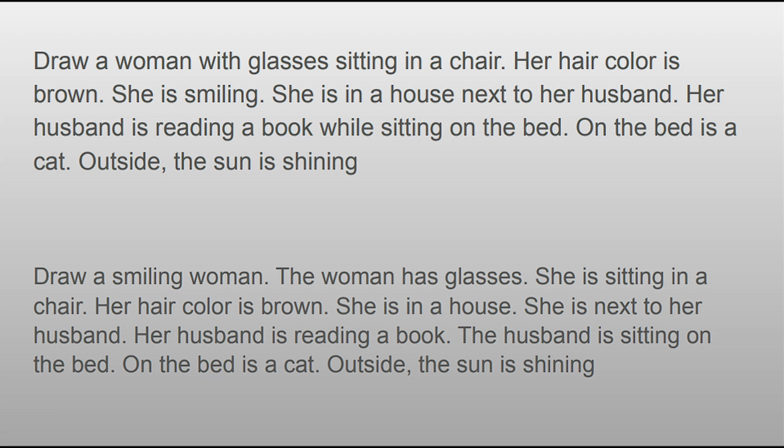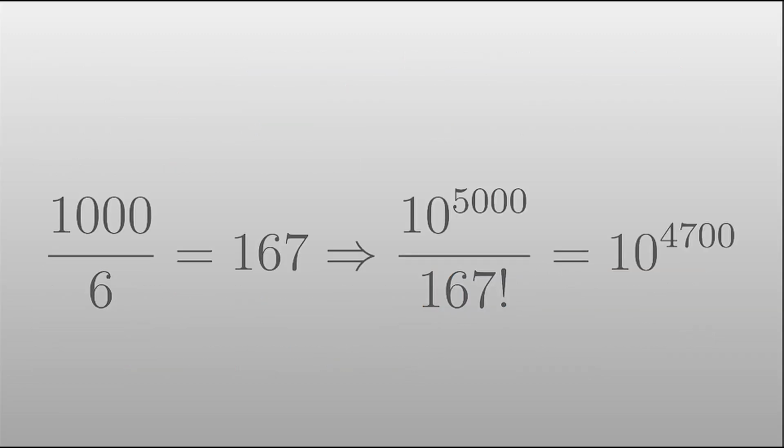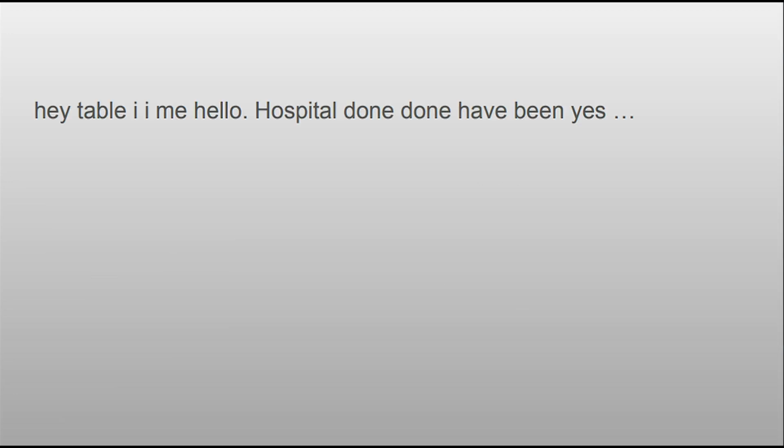This means our prompt has 1000/6 equals 167 sentences or subunits. Therefore, 10 to the power of 5000 divided by 167 factorial equals 10 to the power of 4700. We can continue. Many of the included prompts are meaningless sentences. The number 10 to the power of 4700 includes prompts such as: hey table I me hello. Hospital done have been yes. In other words, most prompts are nonsensical.